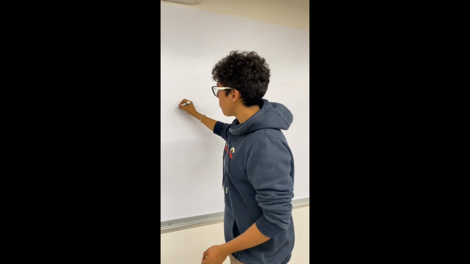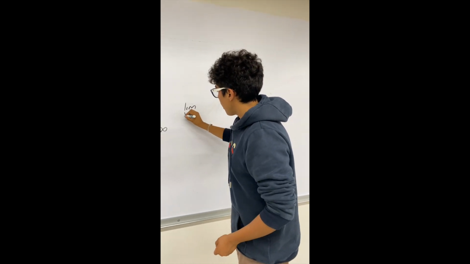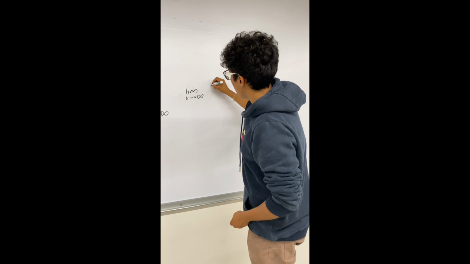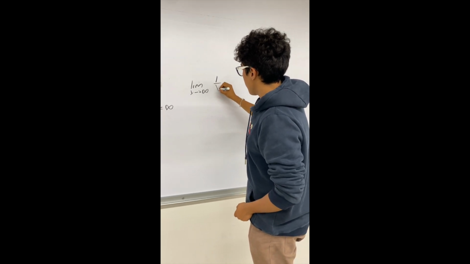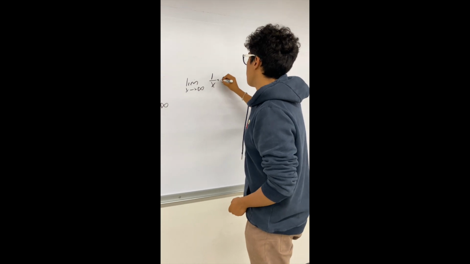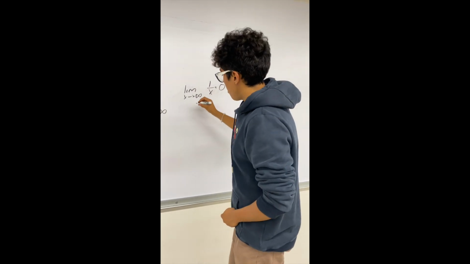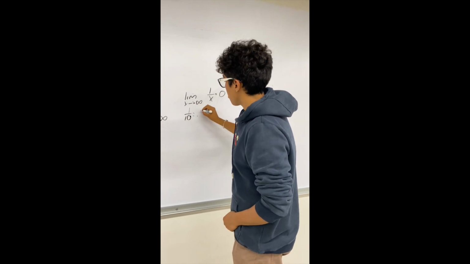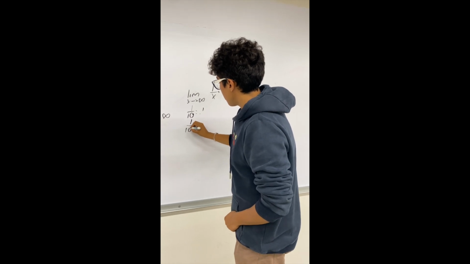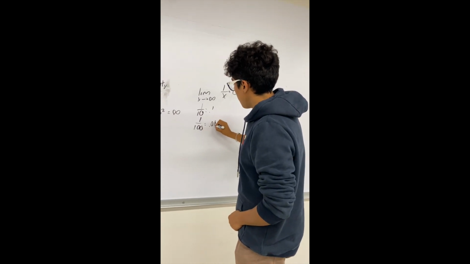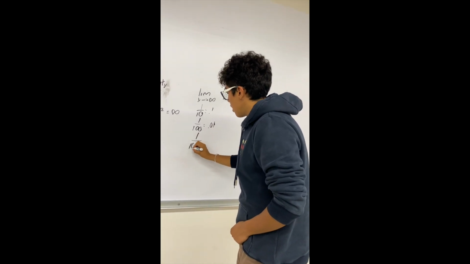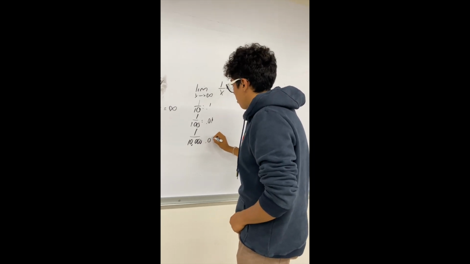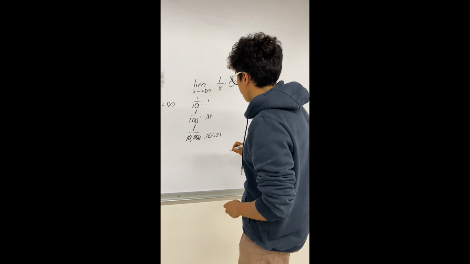I'll give another example. If we have the limit of x approaching infinity of 1 over x, this would equal 0. Because as we know, if we divide 1 over 10, this would be equal to 0.1. If we divide 1 over 100, this would be equal to 0.01. And if we divide 1 over 10,000, this would be equal to 0.0001.